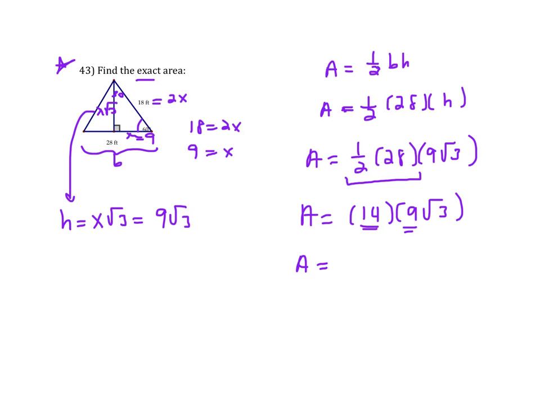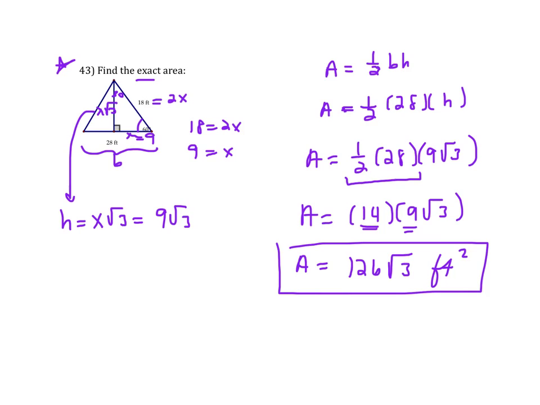14 times 9 is 126, and then we'll bring down the square root of 3. We need units on our final answer, and it's going to be in square feet. So 126 square root of 3 square feet is our exact final answer.